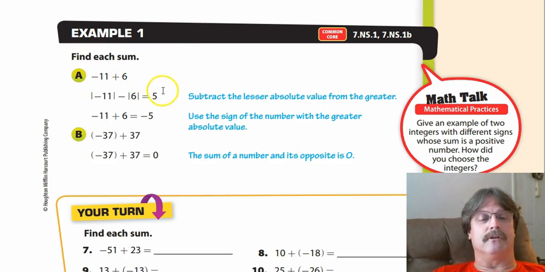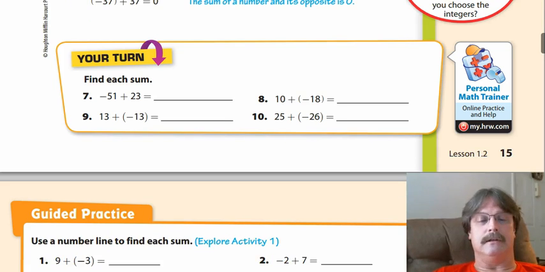Continuing on, they have further examples of the same thing. Negative 11 plus 6, absolute values. You subtract them and you get 5. You take the sign of the larger number, which is the negative over here. So you have some questions here at your turn to go ahead and do.